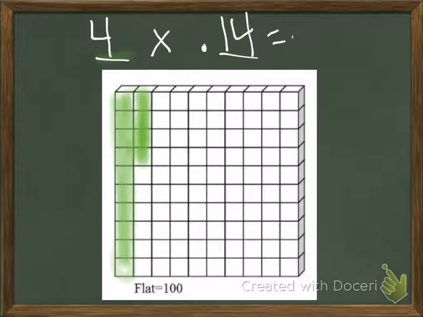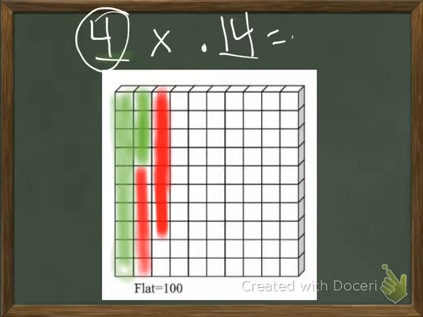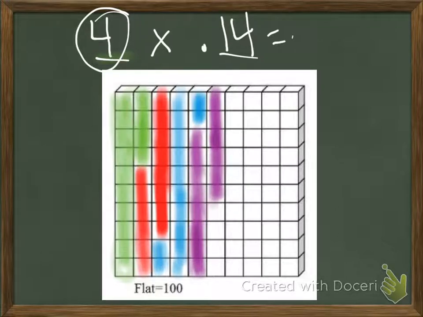If I shade in the rest of this column, that's 6. I would need to shade in 8 more to have my second group of 14 hundredths. So in red, I now have another group of 14 hundredths shaded in, so that's 2 groups, and again I need a total of 4 groups of 14 hundredths. There is my third group of 14 hundredths in blue, and there is my fourth group of 14 hundredths shaded in purple.